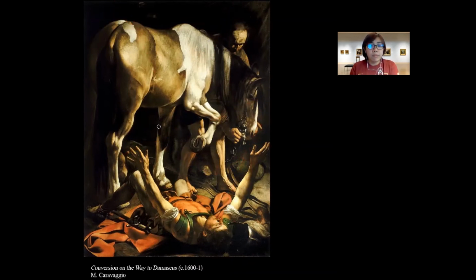It's just light that flashed on him while he was riding his horse, and eventually he fell off his horse. And then he heard the voice of the Lord calling him, "Saul, Saul, why do you persecute me?" So that's what this painting is about, the conversion of the way to Damascus.